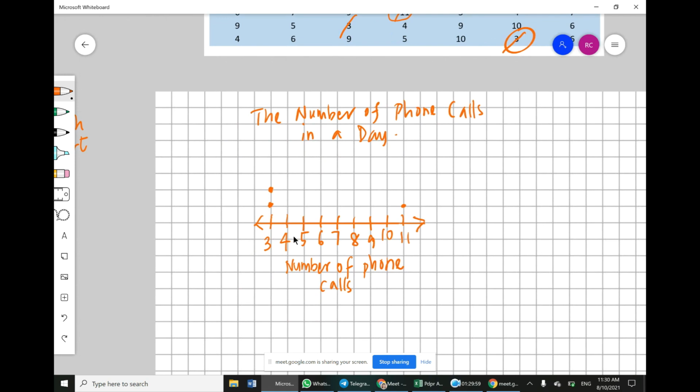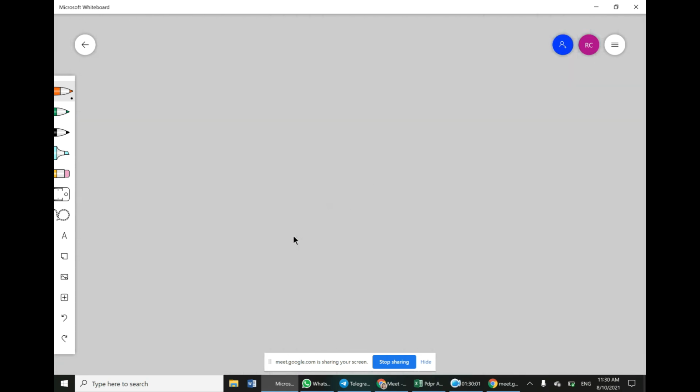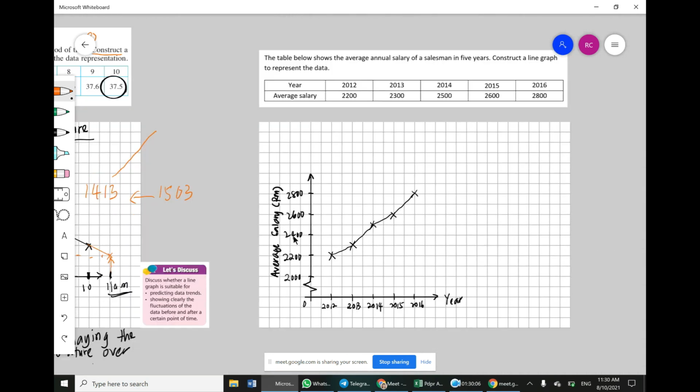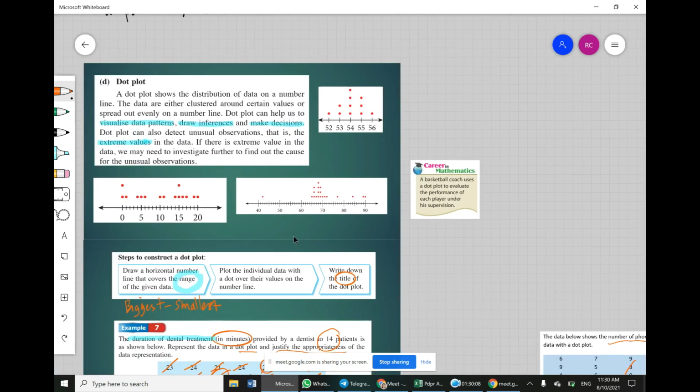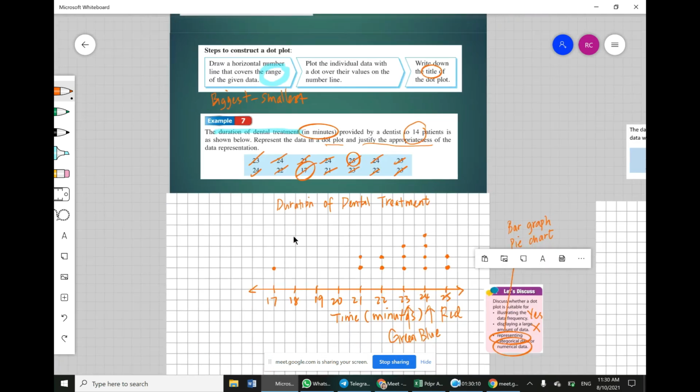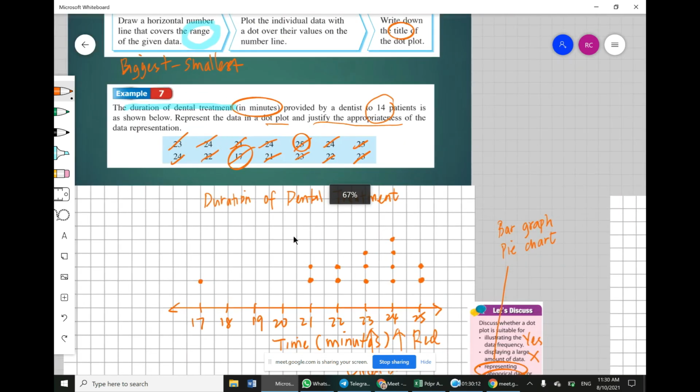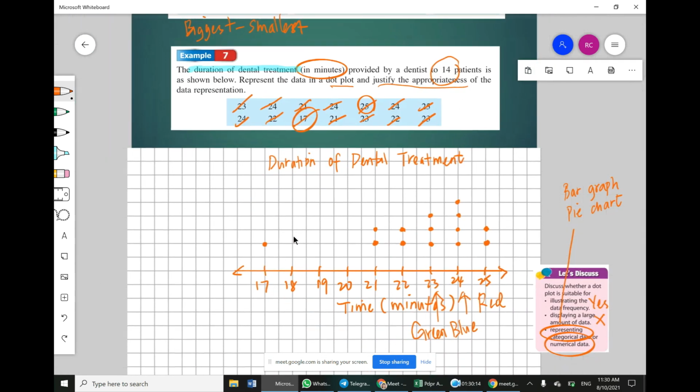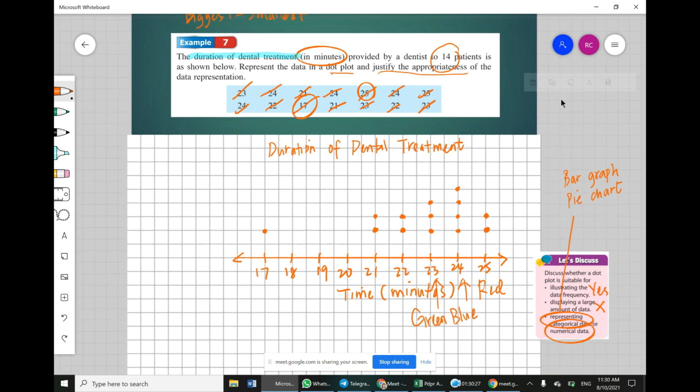Okay, I realized I forgot something just now. Do you remember what question we forgot? For our dot plot, this part here. This one will represent the data in a dot plot. The first task, we have done it. What is the second task? Justify. Very good, that's the justification. I forgot to explain the justification to you.